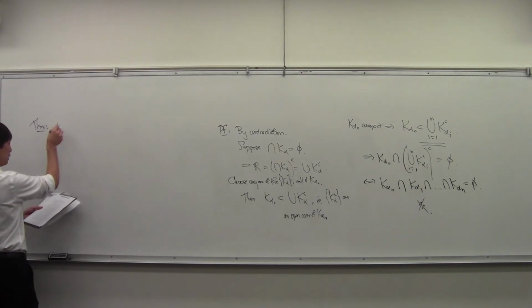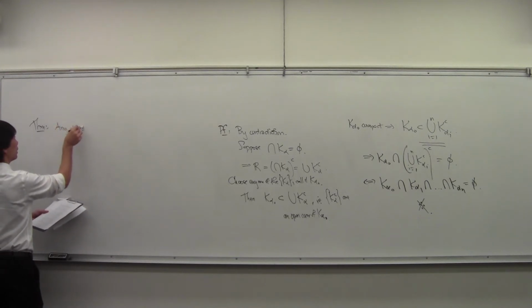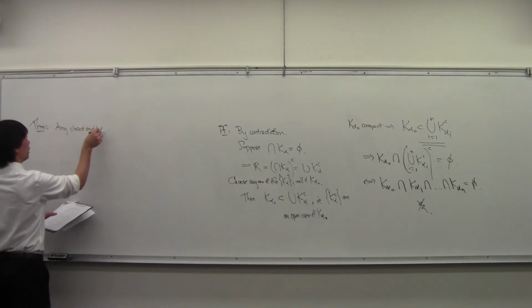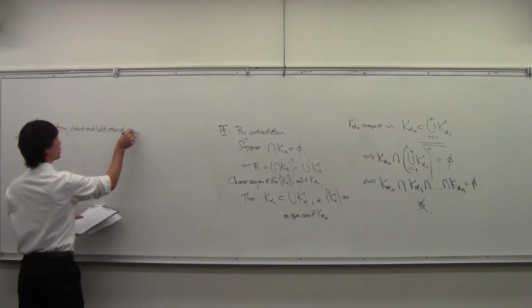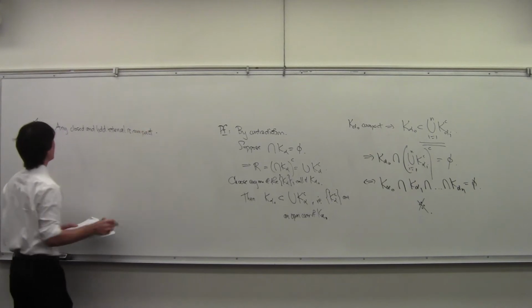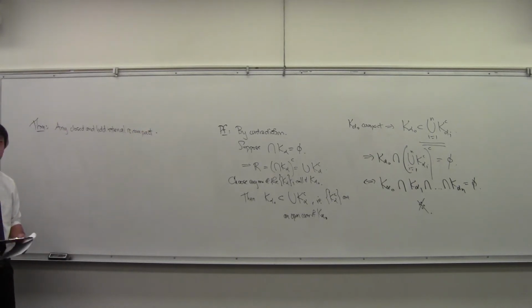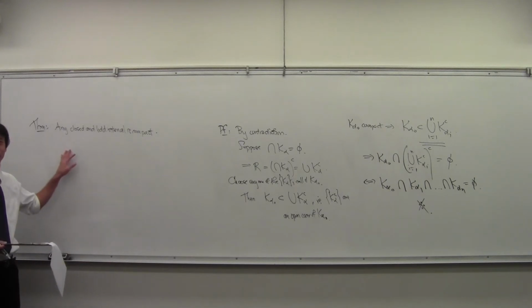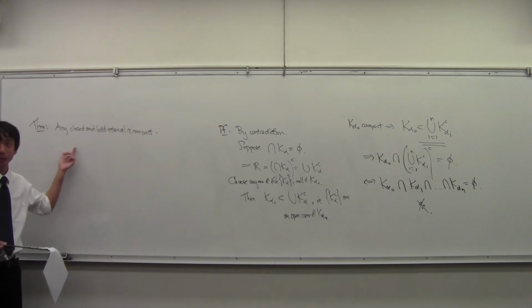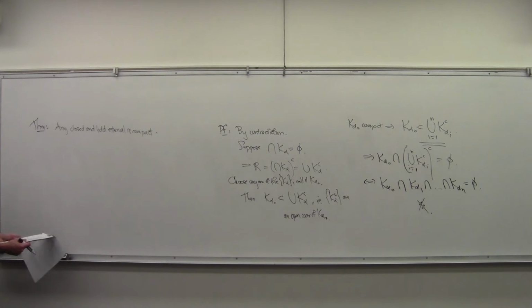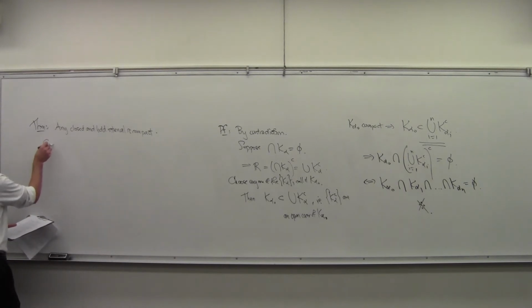Any closed and bounded interval is compact. And you've probably been suspecting this, right? That any closed and bounded interval is compact. Right? Because we talked about the extreme value theorem, and we said, oh look, a continuous function on a closed and bounded interval contains a max and min, and so on. Okay. Corollary.